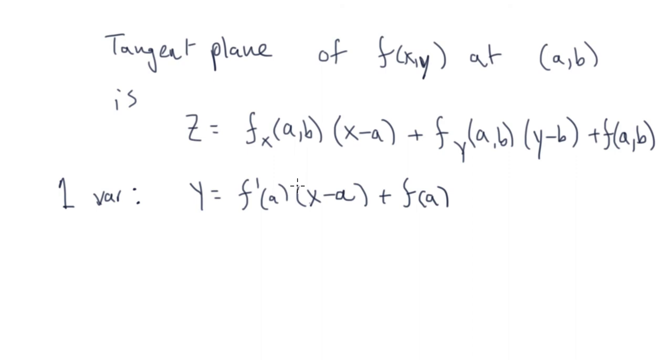If we have more than two variables, well, imagine what we're going to do. We're just going to add on more and more terms. We're going to have an fz evaluated at the point times a z minus whatever c point that is.